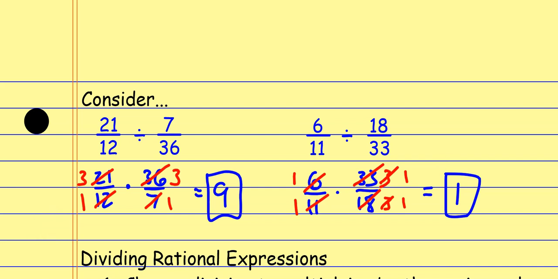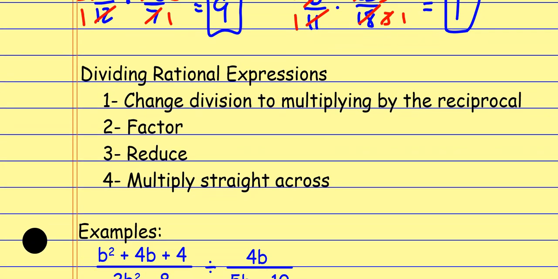All right? So dividing rational expressions, literally the same thing as what we did with these fractions up top here, okay? We're going to change division to multiplying by the reciprocal, and then the next 3 steps are the same steps that we did on the previous page. Factor, reduce, multiply straight across, okay? And again, you can leave it in factored form, and that'll be just fine.